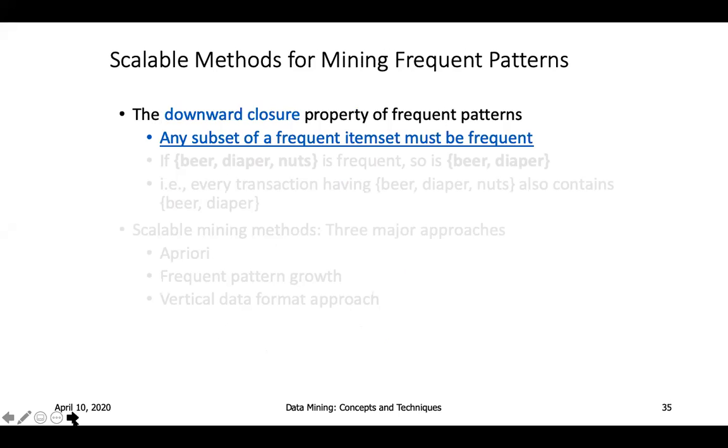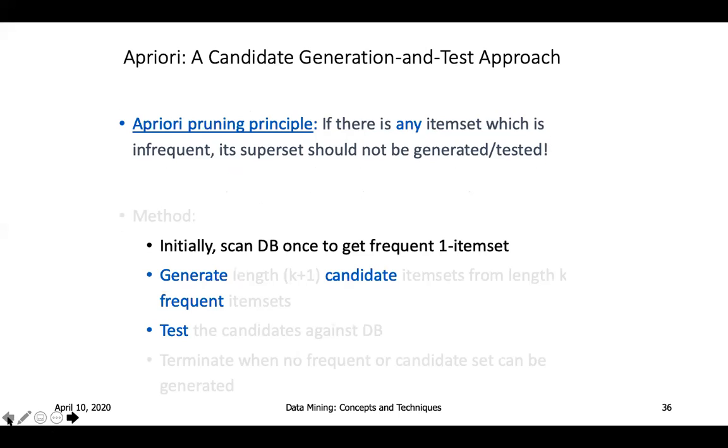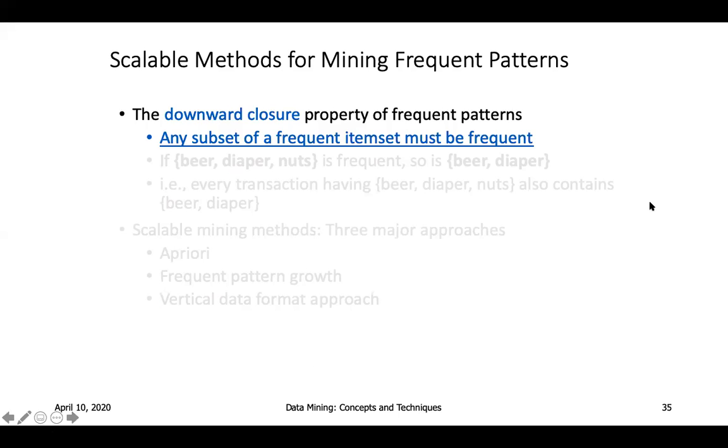Okay. Now coming towards the next part, the scalable methods for mining the frequent patterns. Here you can find the downward closure property of the frequent pattern: any subset of a frequent atom set must be frequent. So this rule you need to understand. For example, if someone buys beer, diaper and nuts, and it is frequent, then beer and diaper are also frequent patterns. That is, every transaction having beer, diaper, nuts also contains beer and diaper.